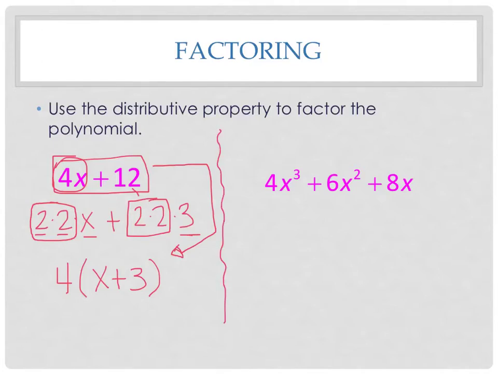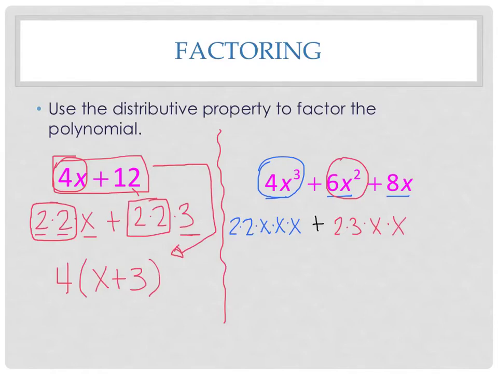So let's try another one together. This time I have a trinomial, 4x cubed plus 6x squared plus 8x. So what I can do is, again, write out each term and expand it. So 4x cubed would be 2 times 2 times x times x times x. The 6x squared would be 2 times 3 times x times x. I got the plus sign in there. And then the 8x would be 2 times 2 times 2 times x.